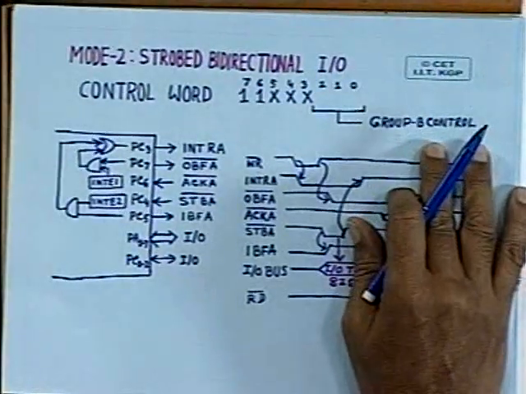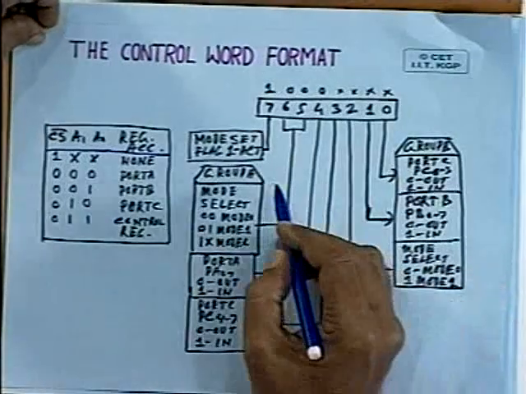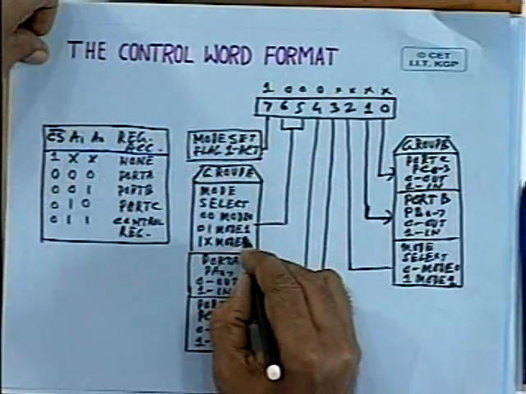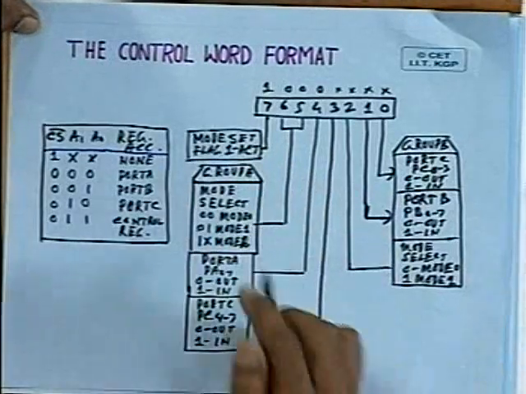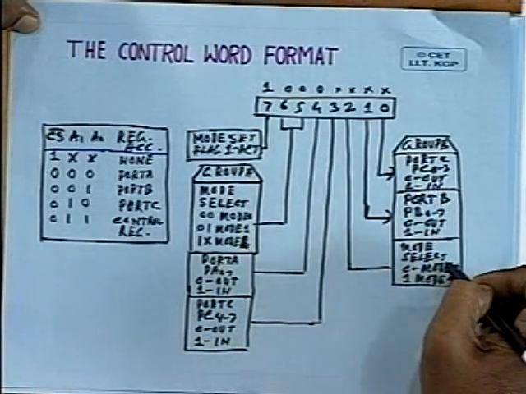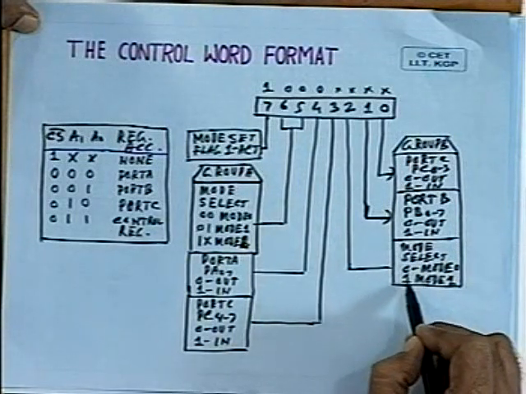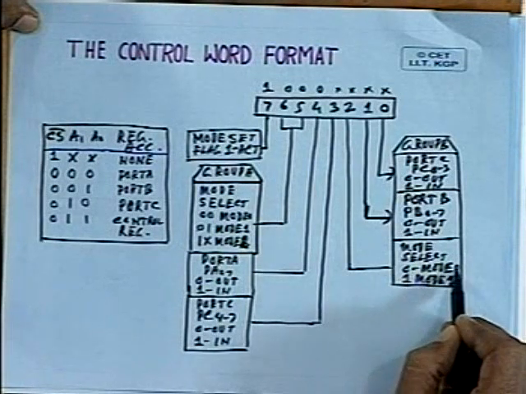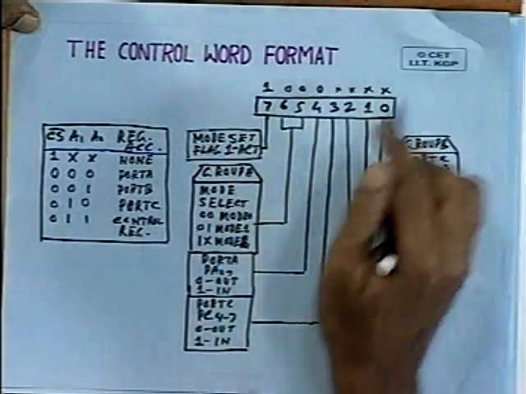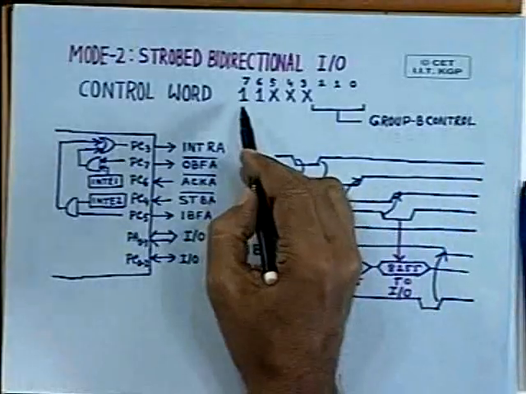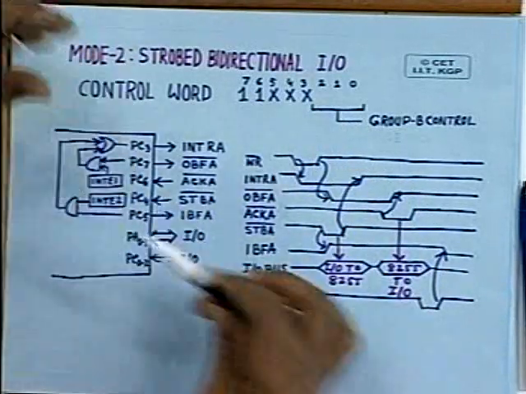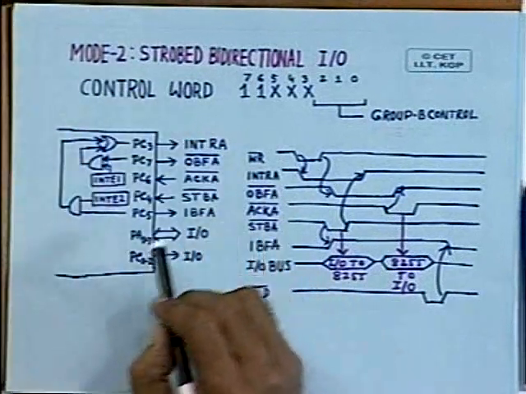To do this, you have to set the control word in this way. Only group A is available for mode 2. As you can see, this is mode 2. Mode 2 is possible only for group A. That means port A can be configured in mode 2, whereas group B, that means port B, cannot be configured in mode 2. As you can see here, port B can be configured either in mode 0 or mode 1. So only port A can be configured in mode 2, and in that case bits 6 and 7 are set to 1, and of course other bits are not important at this moment when we discuss the mode 2 operation of this device.